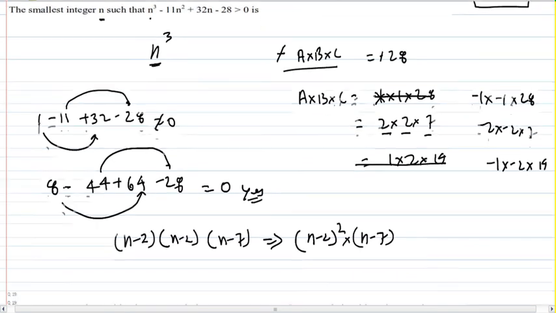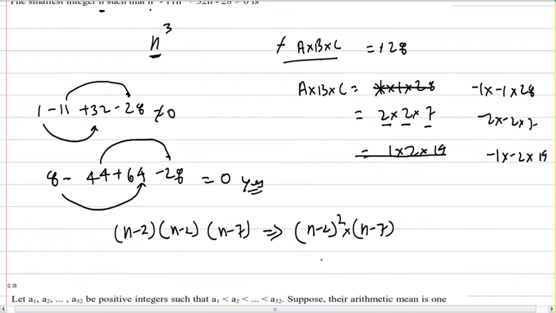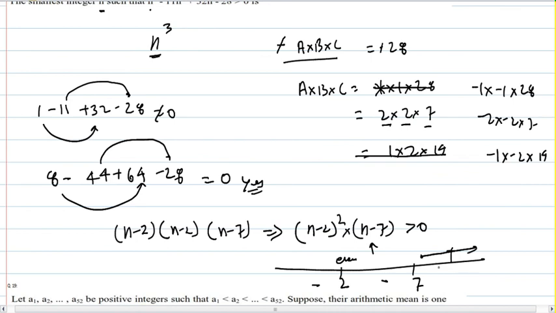Now we have talked about wavy curve method a couple of times in the previous session as well. You can look at the previous 2 recordings. This one has a root point of 2, this one has a root point of 7. Plus, minus, minus. When the power is even, the sign does not change. So I wanted it to have a positive value, so I'm looking for values on the right side of 7, not even 7. 7 will make it 0. I want positive. So the minimum value of n fulfilling all these requirements is 8.